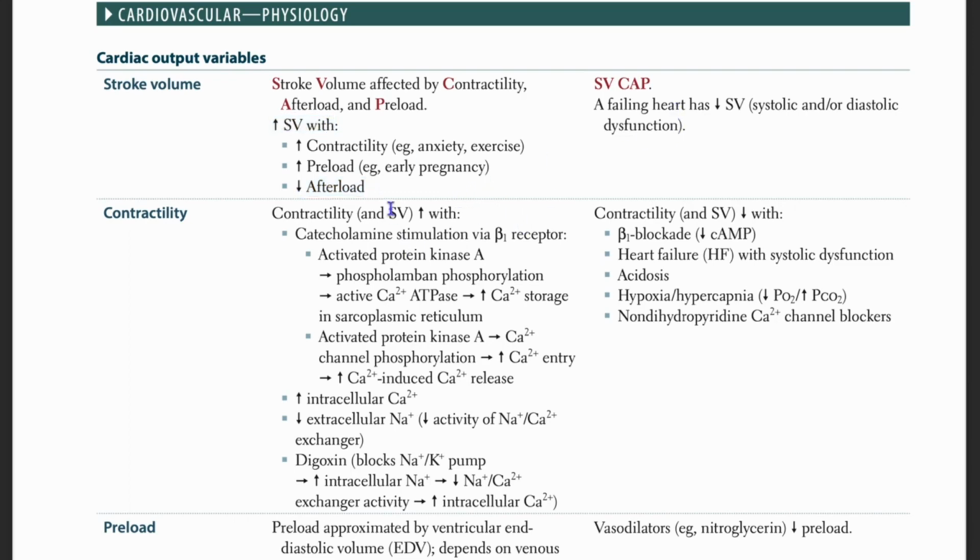Okay, so this is basically how much is left over after systole, right? That's how you remember it. Stroke volume is affected by contractility, afterload, and preload. Okay. A failing heart has decreased stroke volume. So systolic and/or diastolic dysfunction, right? Because a failing heart would have what? A decrease in contractility. So that would decrease this.